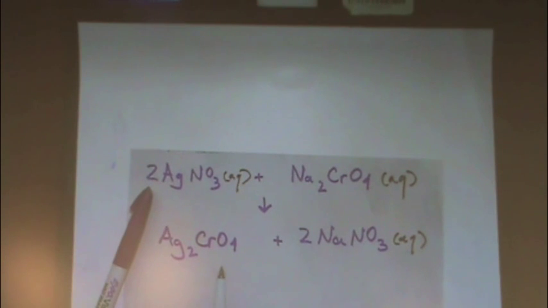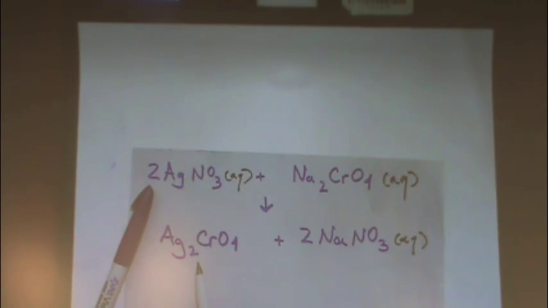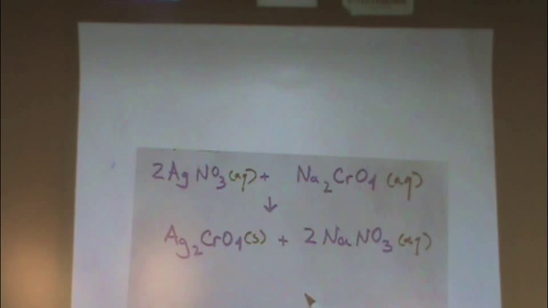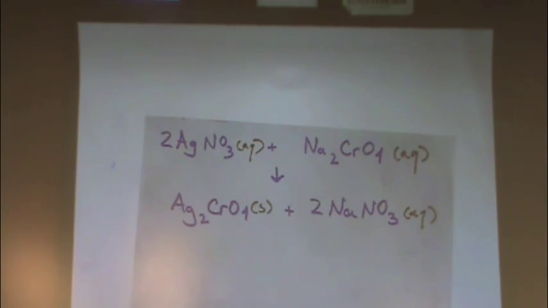How about this one? That's a solid because all chromates are solids. Okay? So this is what kind of reaction it is. Double replacement is also called precipitation reaction. Yeah, because it forms a precipitate or a solid.